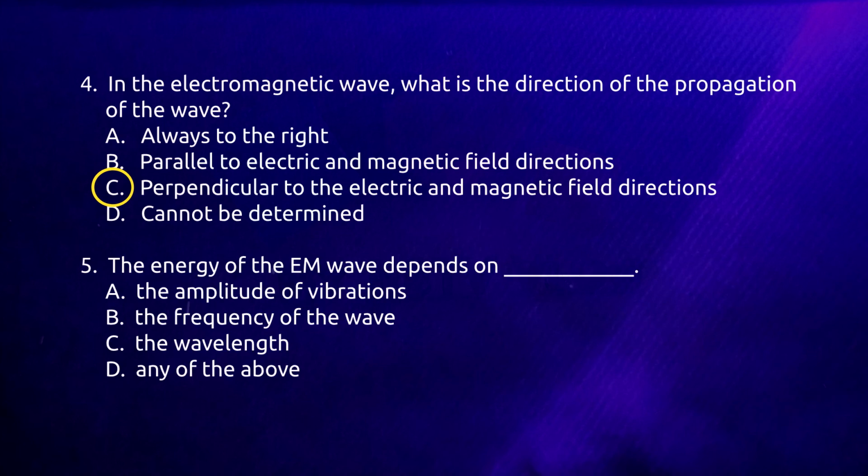Number 5. The energy of the EM wave depends on blank. Letter A, the amplitude of vibrations. Letter B, the frequency of the wave. Letter C, the wavelength. Or letter D, any of the above. The answer is letter B. The frequency of the wave.